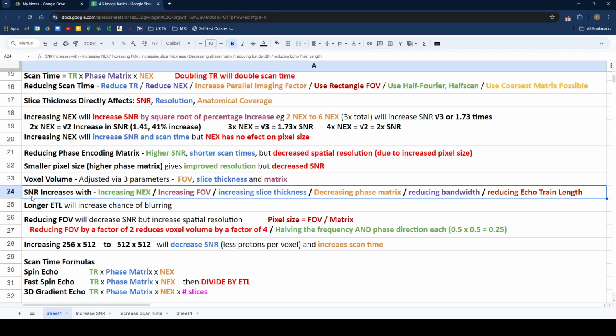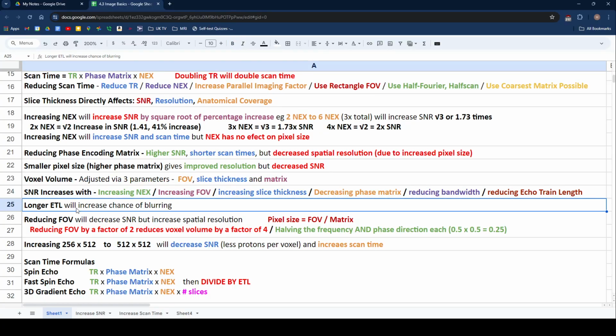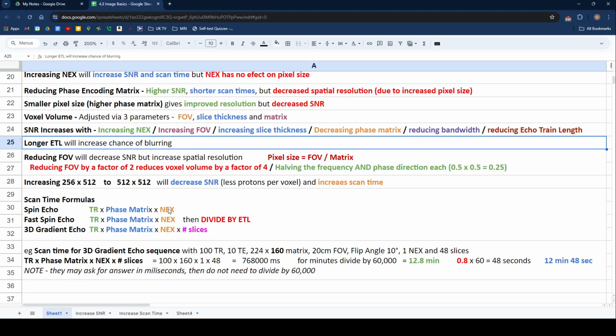Signal to noise is going to increase with increasing your NEX, increasing your field of view, increasing your slice thickness, decreasing your phase matrix using bigger pixels. Reducing bandwidth gives you more signal to noise, and reducing echo train length will increase signal to noise. Longer echo train lengths will increase chances of blurring.